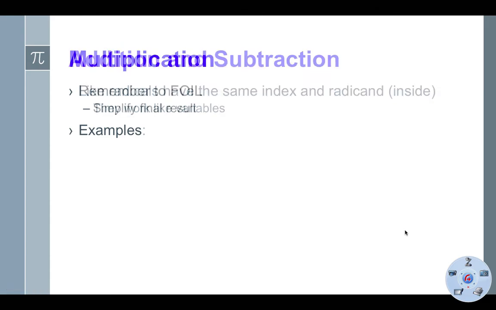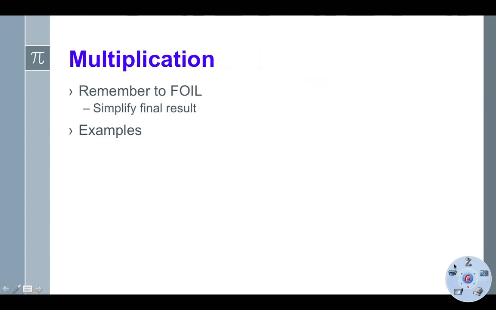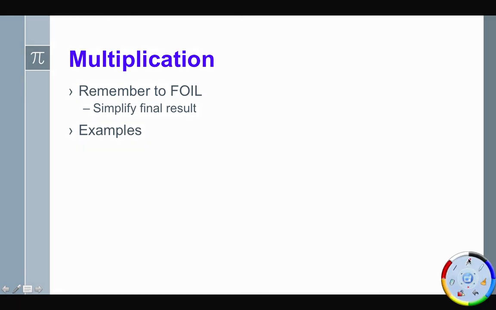In multiplication, you're going to have to remember to FOIL, and you're going to have to remember that we can multiply together our radicals themselves. So if we were to take the square root of 2 plus 1 times the square root of 3 plus 2, we must FOIL these two things together, and we are allowed to multiply these radicals together because they have the same index, as we remember from the last lesson.